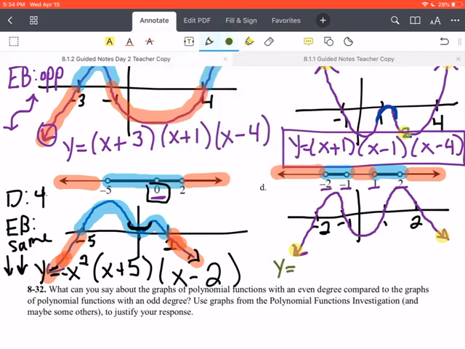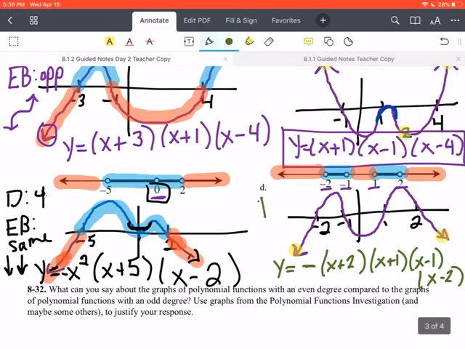Y equals, we see that negative right away because we're both pointing downward. And then we have x plus 2 as our first factor, x plus 1. Then we have x minus 1. And then, I don't know if I can squeeze that in, so I'll put it right here, x minus 2. That is our equation, and we see that it is a degree of 4. 4th degree, but the orientation is negative.